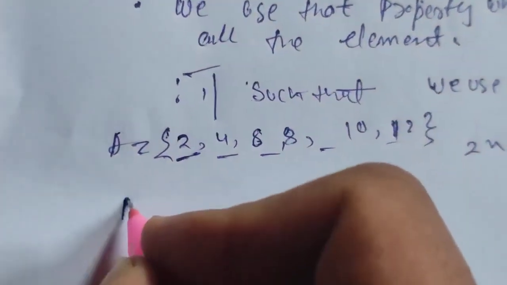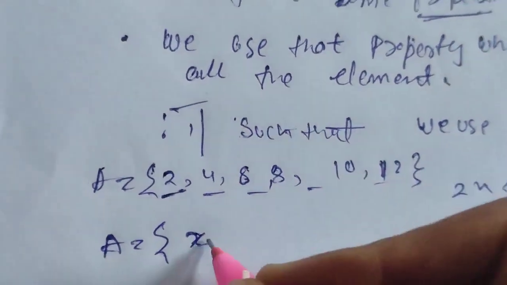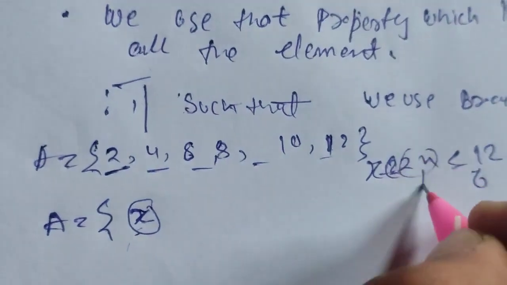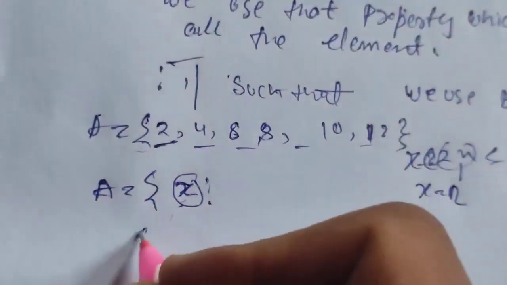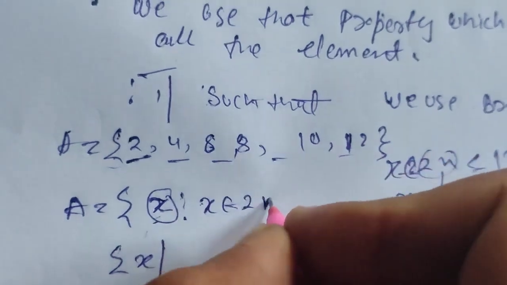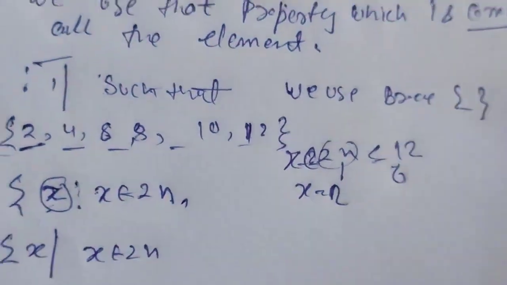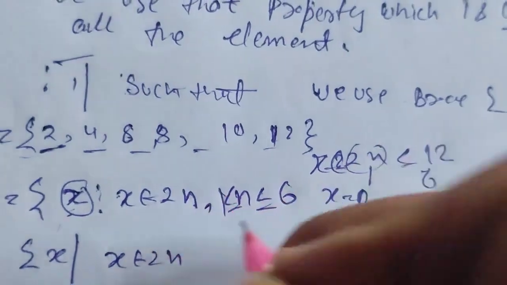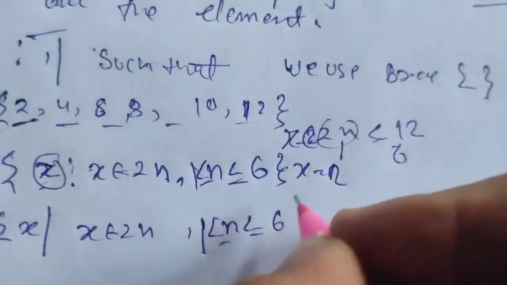So we generally make a set builder form like A equals, curly brace, x such that x is a value which belongs to A. Here x are numbers. So x such that, or simply x | x equals 2n, that is the property, where n is less than or equal to 6 and greater than or equal to 1, and close the bracket.